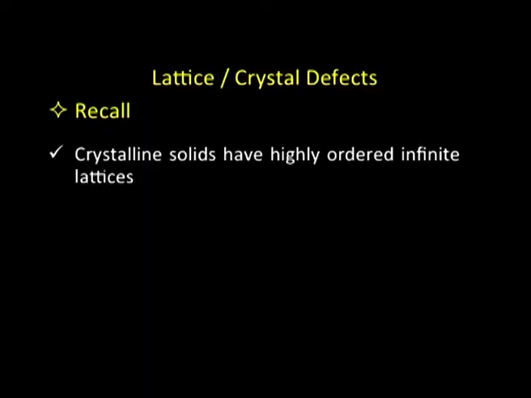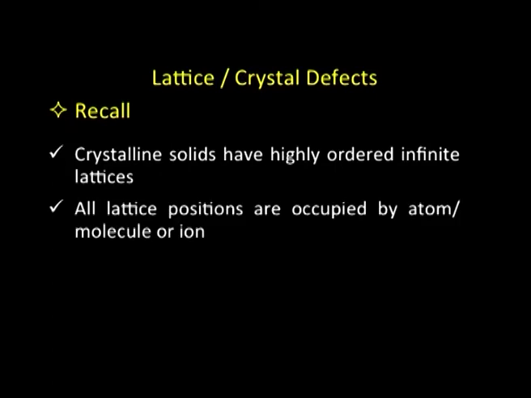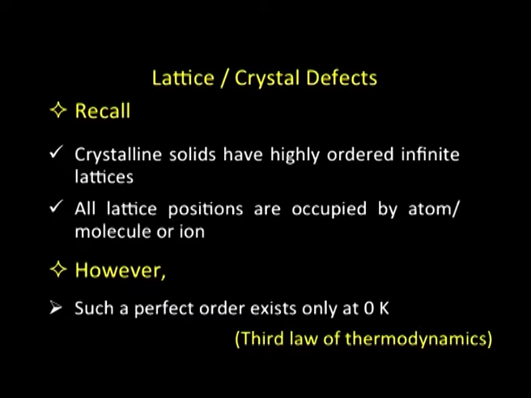Let us recall what we learnt in the solid state: any crystalline solid has a highly ordered infinite lattice. That means all the lattice positions are occupied by either atoms, molecules or ions, and we expect it to be a highly perfect system. However, such a perfect order exists only at 0 Kelvin, as per the third law of thermodynamics. That means a perfect crystalline solid can occur only at absolute 0 temperature, which actually is not possible. So, in principle we do not have perfect crystalline solids ever.